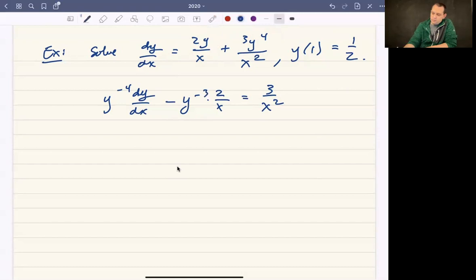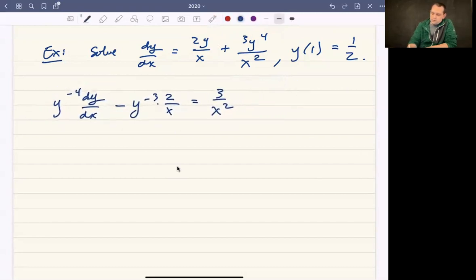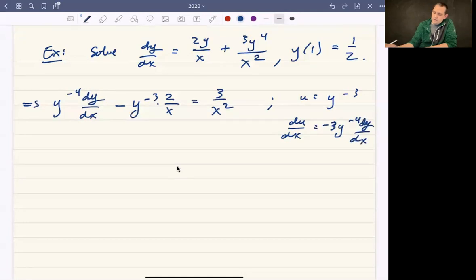is our u. Let me make just a little bit of room here. So we're going to substitute u is y to the negative 3. du/dx is going to be negative 3 y to the negative 4 dy/dx. And we have y to the negative 4 dy/dx, so we'll move the negative 3 over. So negative 1/3 du/dx is equal to y to the negative 4th dy/dx.